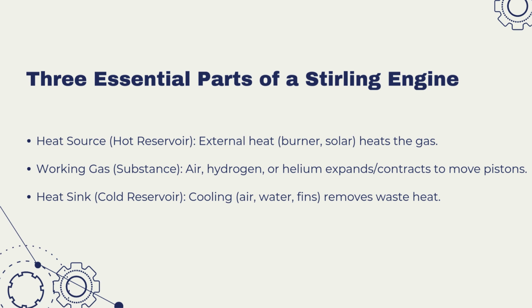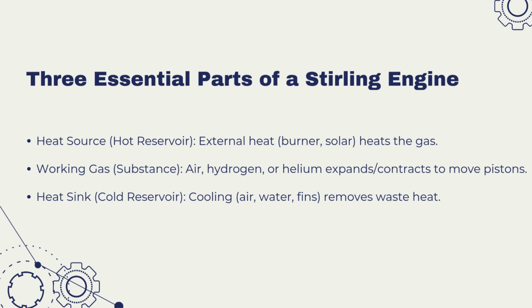For a Stirling engine to work, it needs three important things, and we have three essential parts of a Stirling engine. The first one is the heat source. This can be a fuel burner, a solar collector, or even heat from a fire. The second one is the working gas, usually air, helium, or hydrogen, which expands when heated and contracts when cooled. The third one is the heat sink, a cooling system like air, water, or fins that removes heat so the gas can contract again.